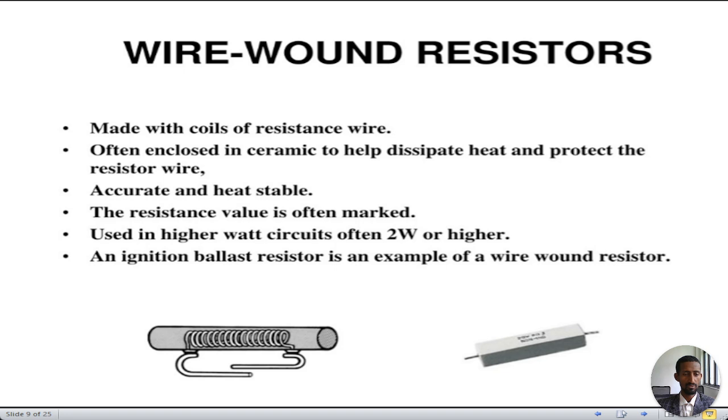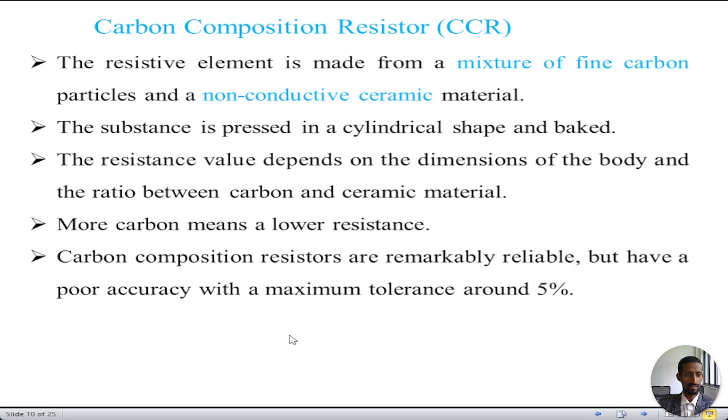The resistance value is often marked, and they are used in higher watt circuits, often 2 watt or higher. An ignition ballast resistor is an example of a wire wound resistor. As you can see in this image, the wire is wound and it is enclosed in the ceramic. So these types of resistors are called wire wound resistors.